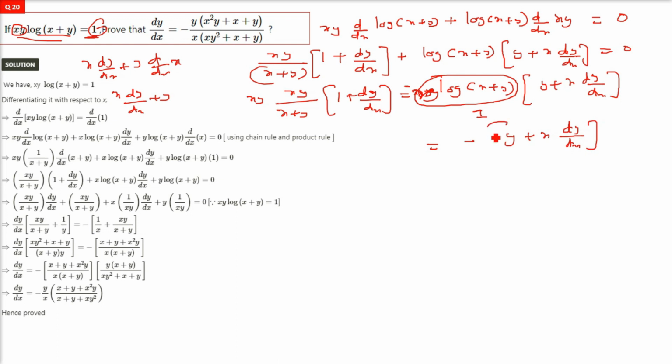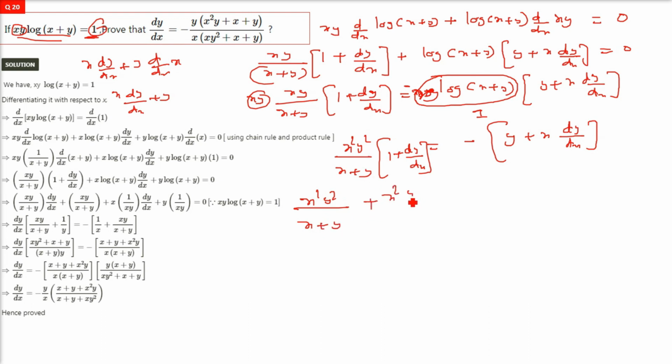Alright. Here we have x square y square divided by xy. Xy we have already included by ourselves. Then 1 plus dy by dx. So now we will try to couple these dy by dx together and then try to bring it on one side and the others on the other side. So I am multiplying inside. This is the multiplication. X square y square by x plus y multiplied by 1 plus dy by dx will give you this thing. And this is minus y minus x dy by dx.